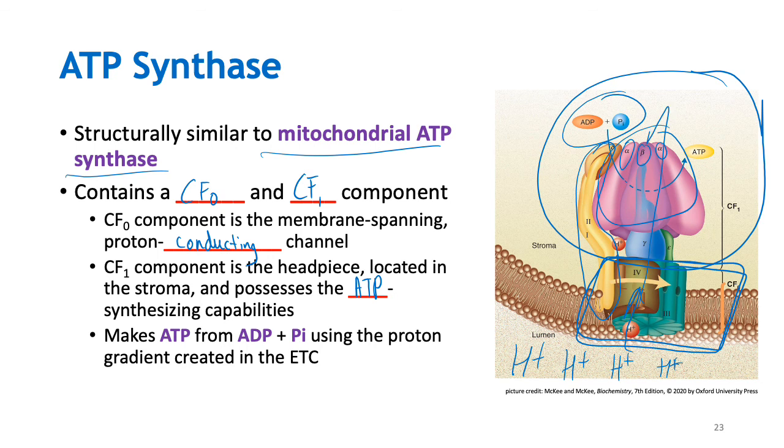And of course, protons go over here in the stroma. And you've already seen previously in this slide that protons are absorbed from the stroma in order to make things happen.